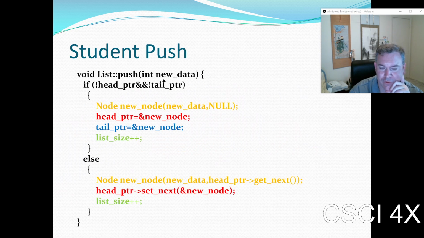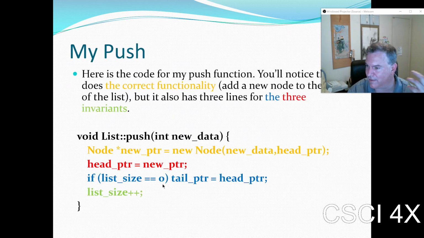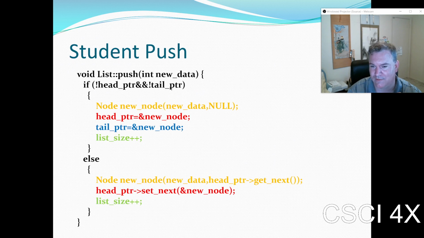So here is their push function, push method rather. They pass it 50, and they say if head pointer is null and tail pointer is null. So they're checking for an empty list. I did it with list size. They're doing it by checking to see if both the head and the tail pointer are null, which is a bit, it's fine.